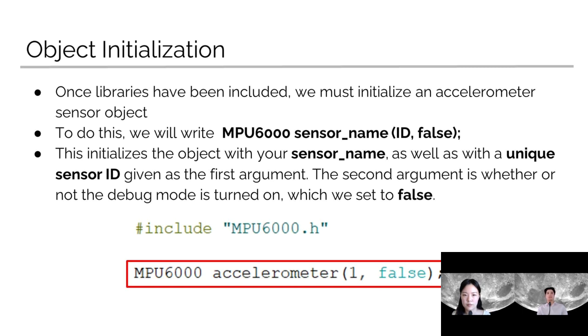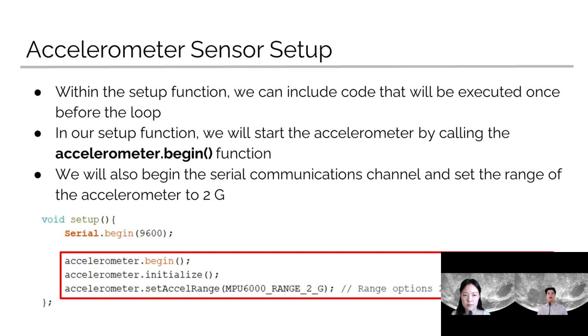So which objects will we be initializing for this sketch? For this sketch, we will be initializing the accelerometer sensor object. And to do this, we will write the sensor type and the sensor name and fill in the two arguments. So here we have the type of MPU 6000 and the sensor name is accelerometer. And for the first argument, which is the unique sensor ID, we set that to 1. And the second argument, which is the debug mode, we'll have it turned off, so we set it to false. Perfect. And now that we have that object initialized, we can move on to setting up the sensor.